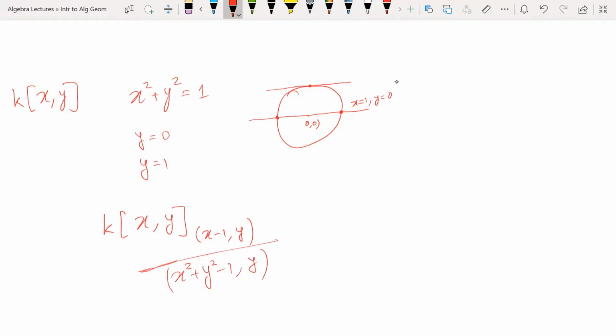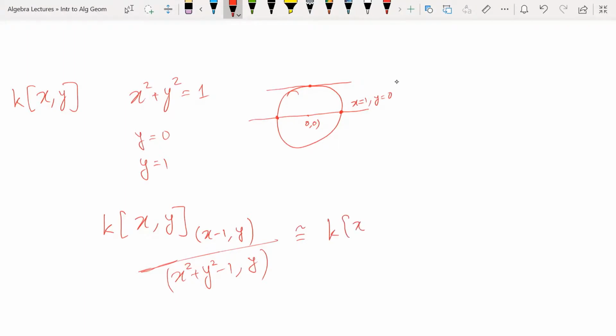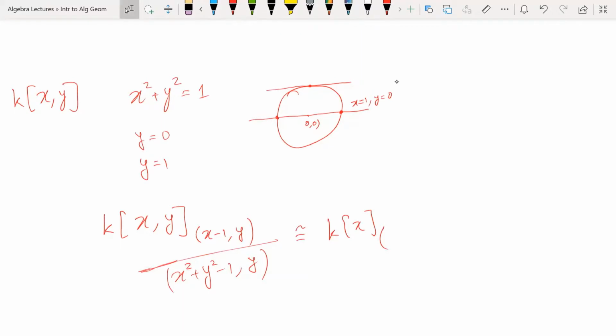Now let's analyze how this ring looks. Since y is 0, you can forget about y. So this is isomorphic to k[x] localized at (x minus 1), mod out by, plugging in y equals 0, x squared minus 1, which is the same as (x minus 1) times (x plus 1).